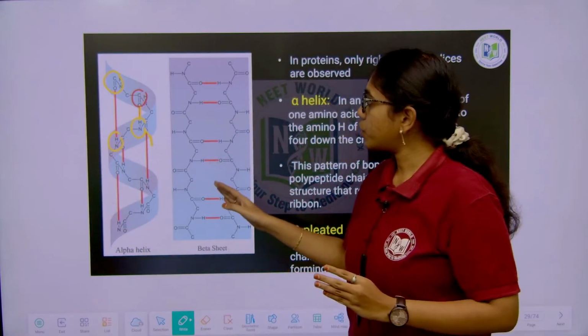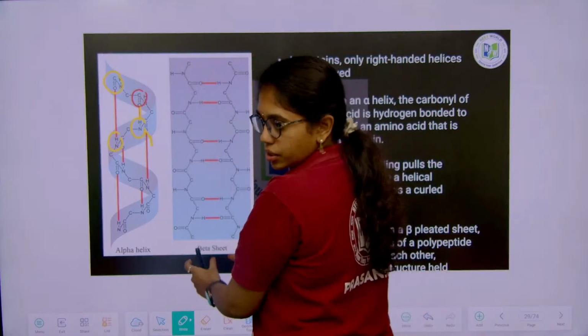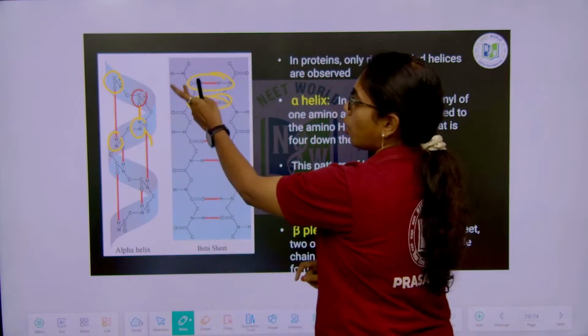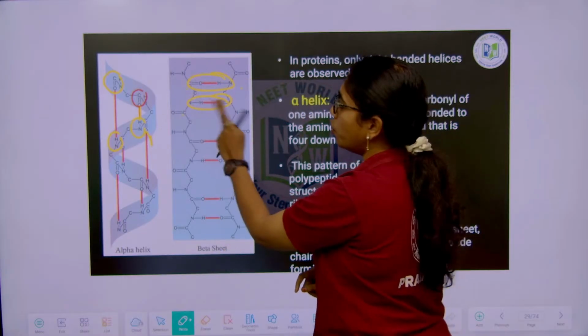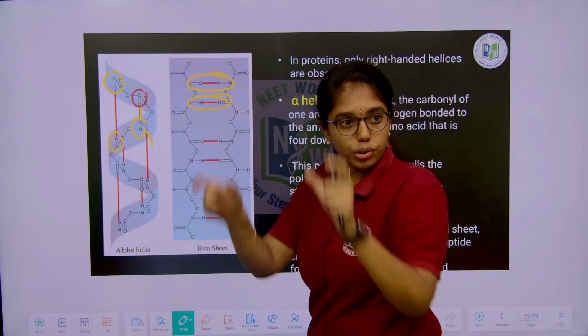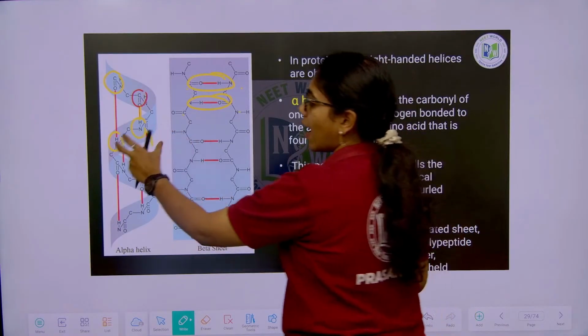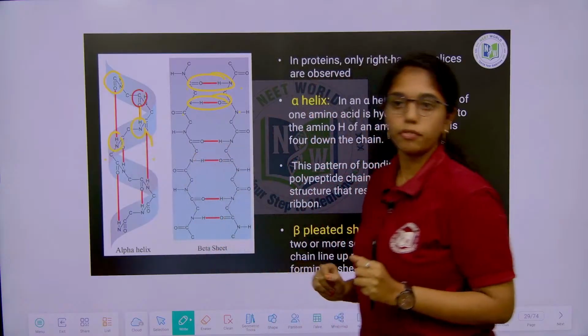In beta pleated sheets, 2 amino acids will be connected right away to each other like this. Carboxyl group, amino group, carboxyl group. Like that, 2 chains will be connected. Got the point? This is how alpha helix and beta sheets are formed.